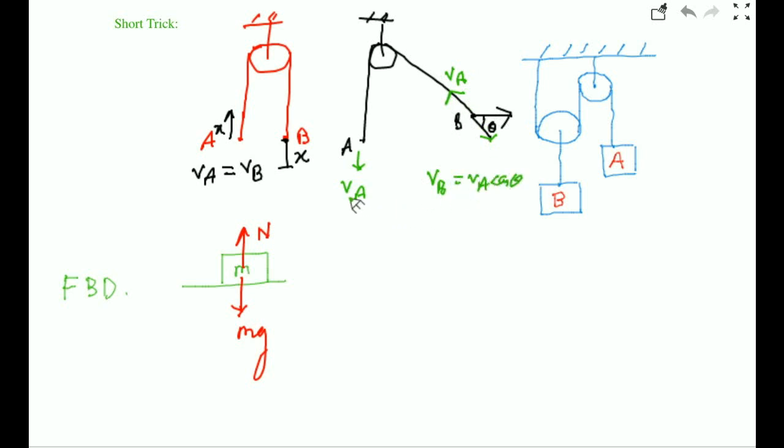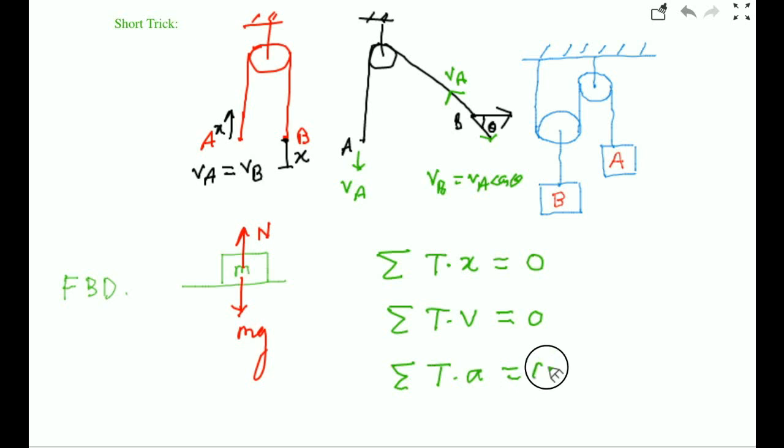Now a short trick to find the acceleration between the blocks. You know the net work done by the massless string on the block will be 0. So you can write T into x displacement equals 0. Similarly, you can write T into velocity equals 0, and third, T into acceleration equals 0. Now I am going into detail. This is very important, how to find the acceleration of the two.